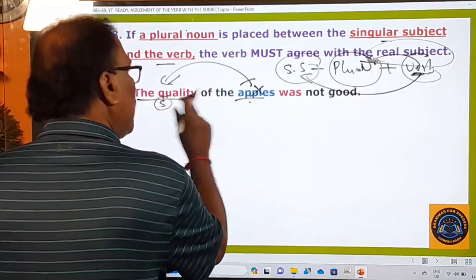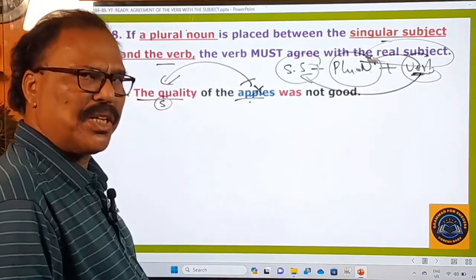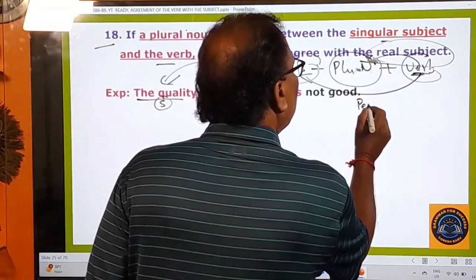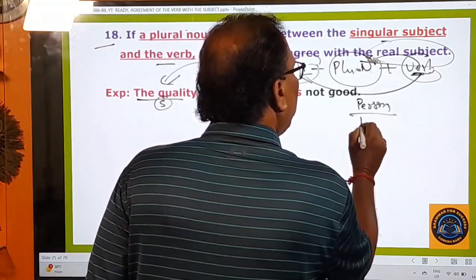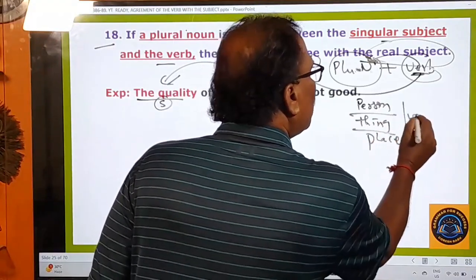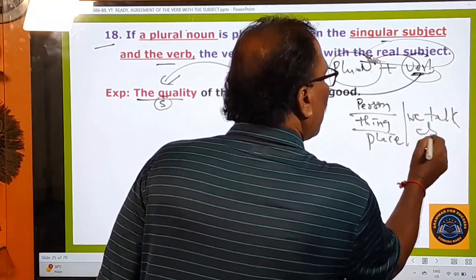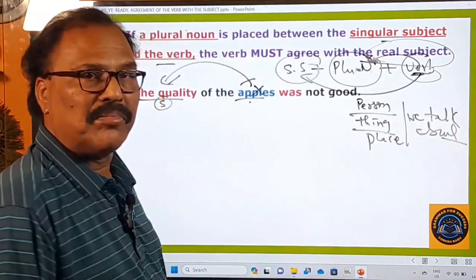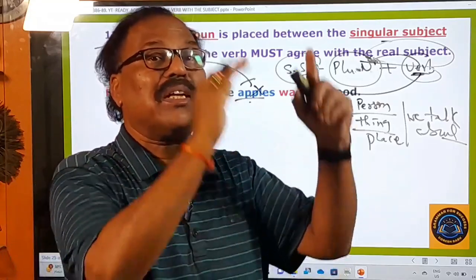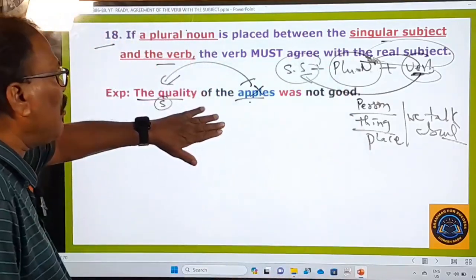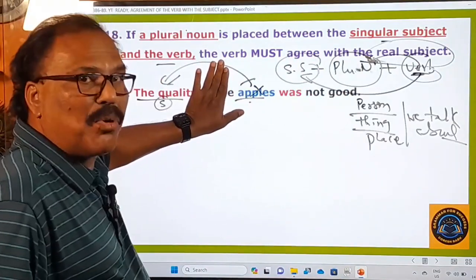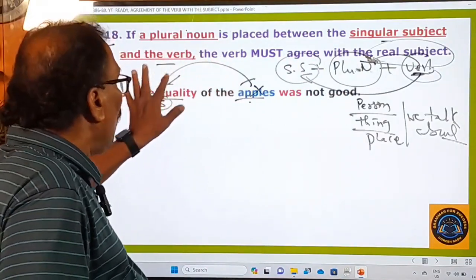Not this, this is the subject. Because what is a subject? A subject is nothing but the name of a person, the name of a thing, the name of a place we talk about in a sentence. So what are we talking about in this sentence? We are talking about the quality of the apples. We are not talking just about the apples, but we are talking about the quality of the apples.